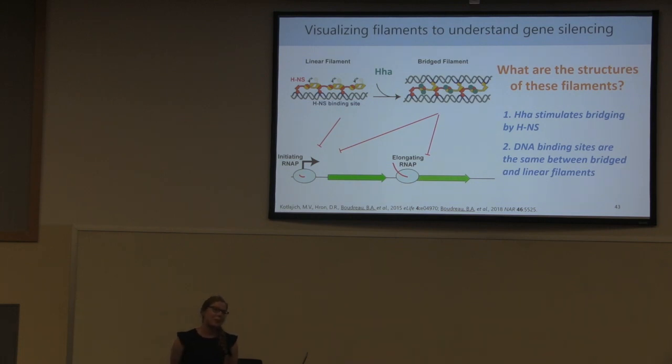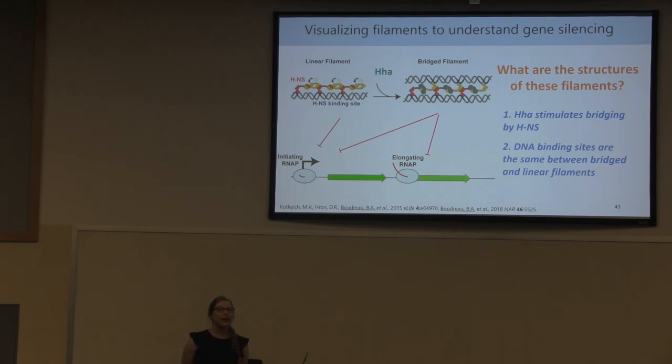So this is all in vitro, right? You're doing in vivo work with ChIP and whatnot. Can you, one, have you done an Hha? And then two, can you look at the ChIP and determine if it's a linear or a bridge, do some patterns in the ChIP-seq? Those are great questions, Kevin, and I wish I had answers to them.